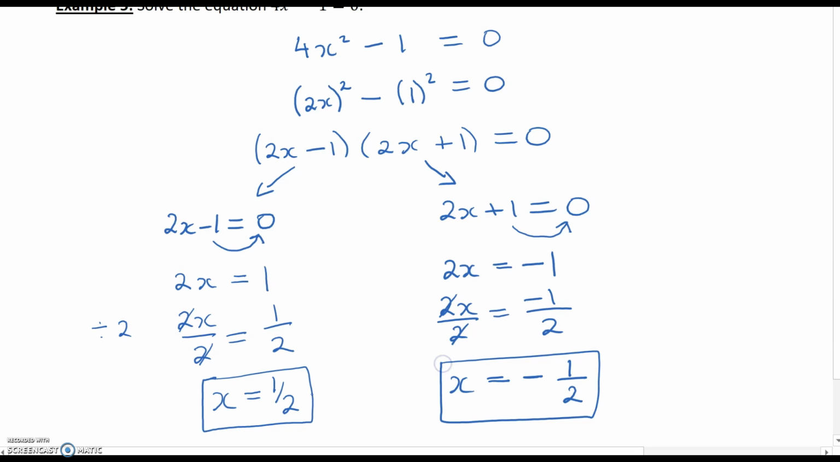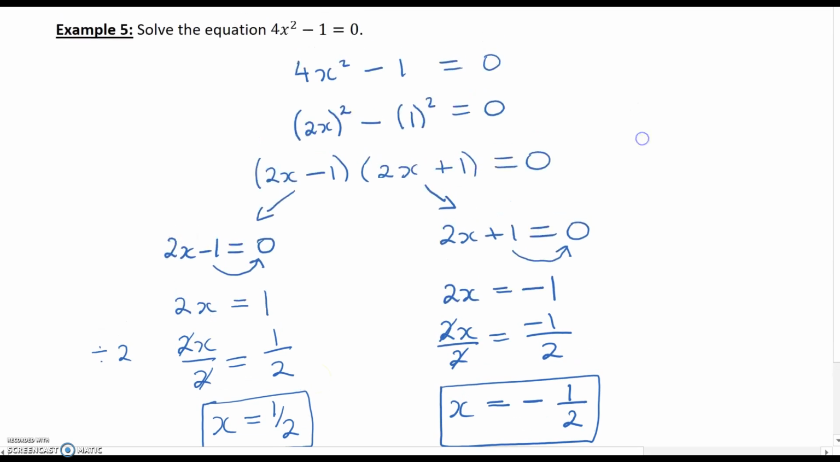So the two possible answers that would work to make this equation equal to 0 are if x is 1/2 or if x is negative 1/2. Okay, both will work. You can try that by substituting them back in to prove it for yourself, but that's how to do these problems.